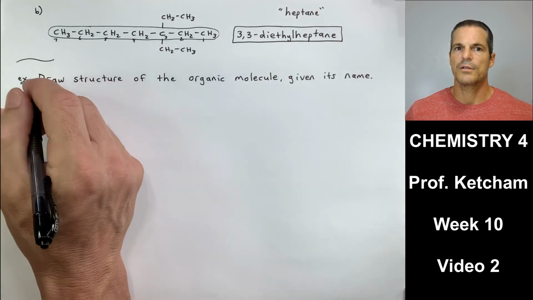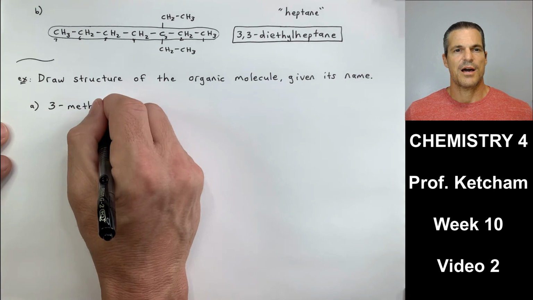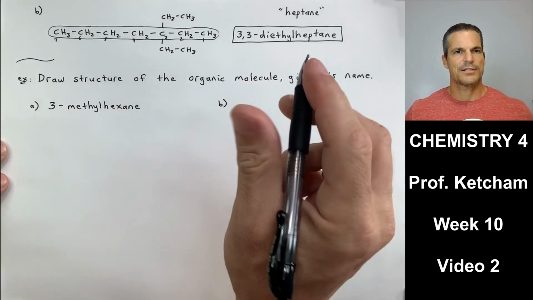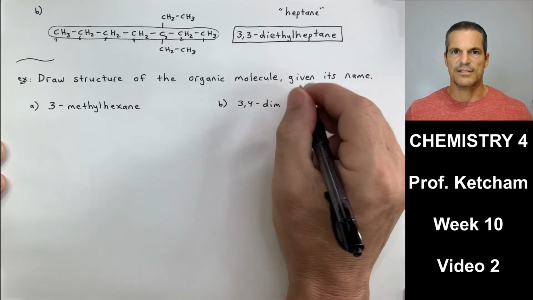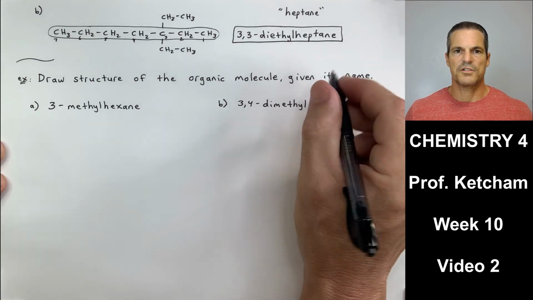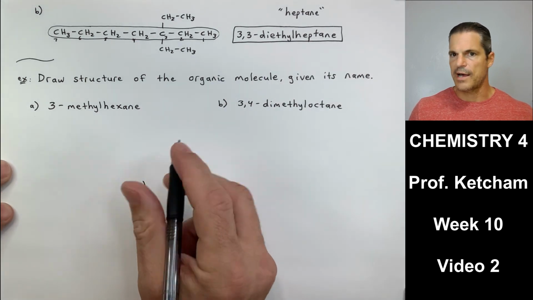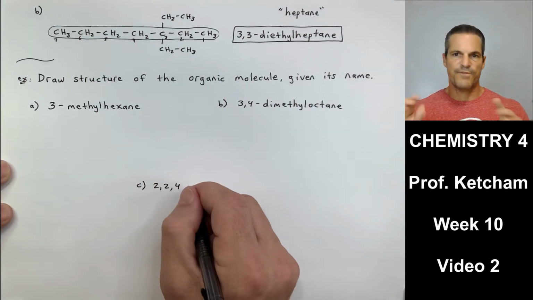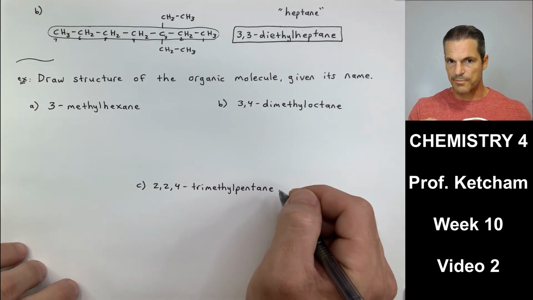All right. Yet another example for practice. Draw a structure of the organic molecule given its name. Now it's the other way around. I actually like doing it this way better because I'll take the parent, I'll take the backbone. In A, I'll take the hexane to start with, and I'll just draw it out. In B, I'll start with the octane, draw it out, and then make my attachments, and then fill in my H's. For C, I'm going to draw the parent, which is the pentane.